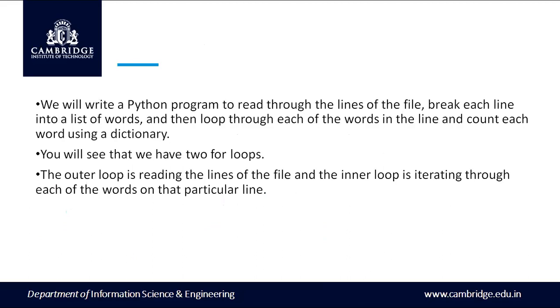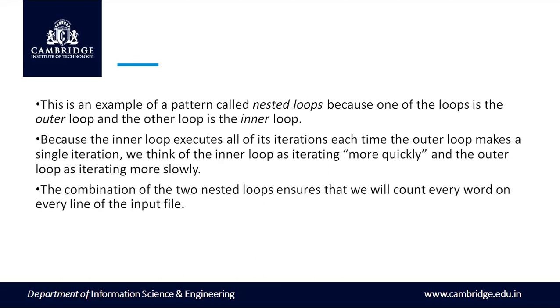We'll write a Python program to read through the lines of the file, break each line into a list of words, then loop through each of the words in the line and count each word using a dictionary. So we'll have two for loops. One is the outer loop, which is used to read the lines of the file, whereas the inner loop is used to read the words in the line. It will iterate through each of the words on that particular line.